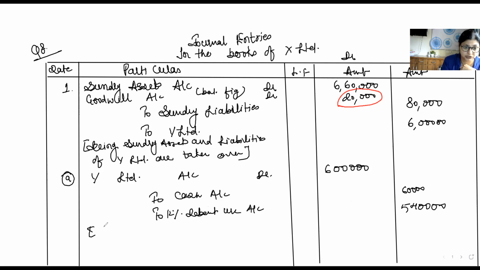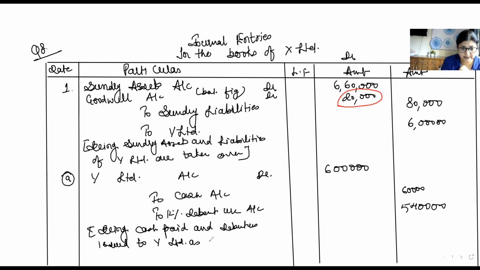The narration will be: being cash paid and debentures issued to Y Limited as purchase consideration.